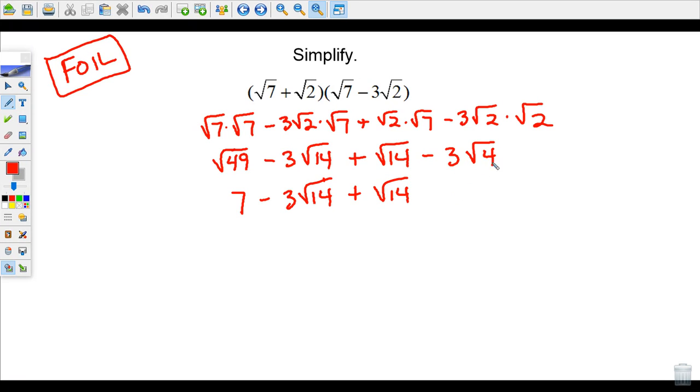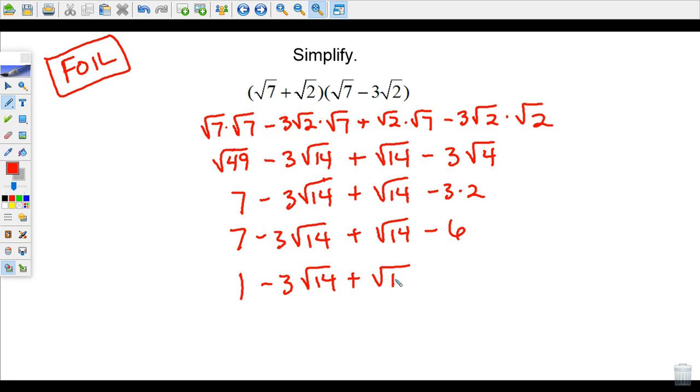We have a perfect square right here. Square root of 4, that is 2. So it's just 3 times 2. Let me clean it up. 3 times 2 would be 6. And now we look for like terms. So we have whole numbers, 7, negative 6. So we can combine those. 7 minus 6 is 1.